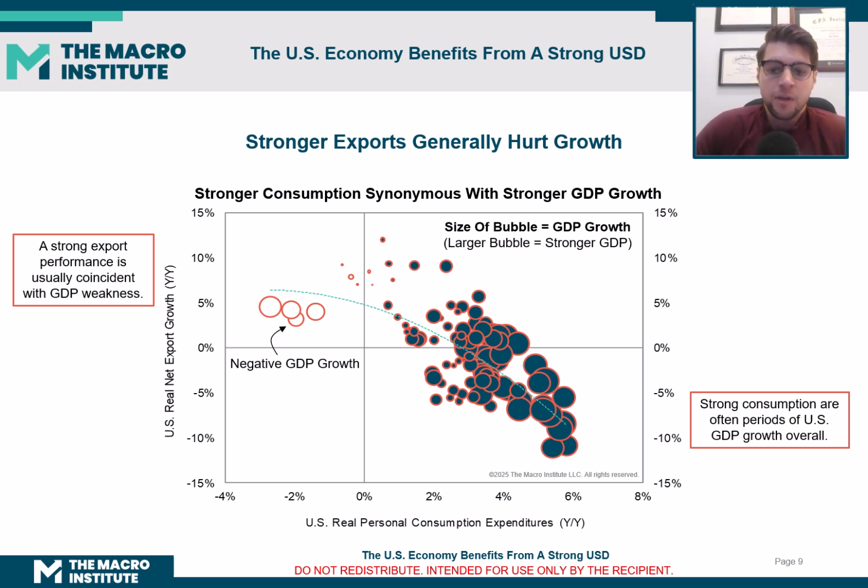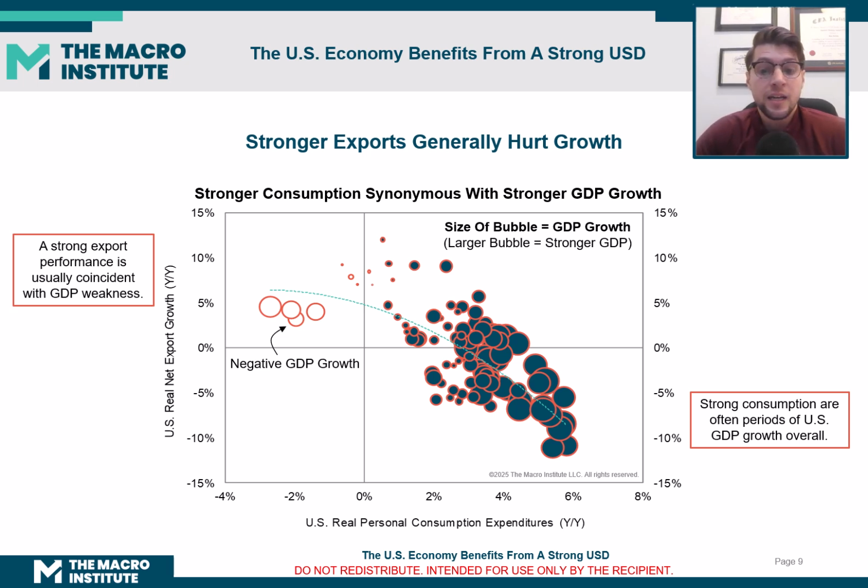So this is a slightly complicated chart, but it really brings things home. So we're going to spend some time on it. You'll see on the left-hand side, we have net export growth in the US. And then on the bottom, we have US personal consumption expenditure growth. One thing to note to get started is that the size of the bubble equals the strength in GDP growth. So the larger the bubble, the stronger GDP growth for that year.